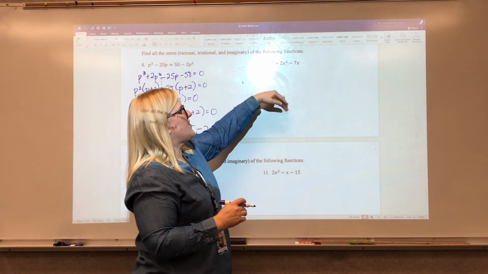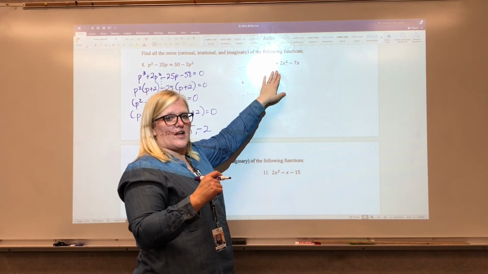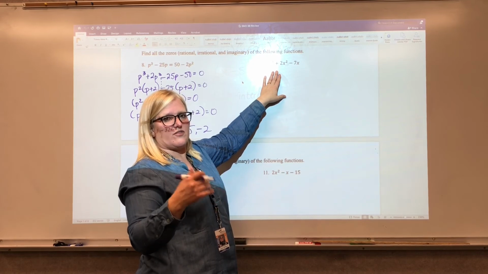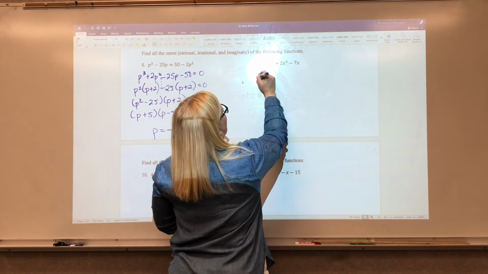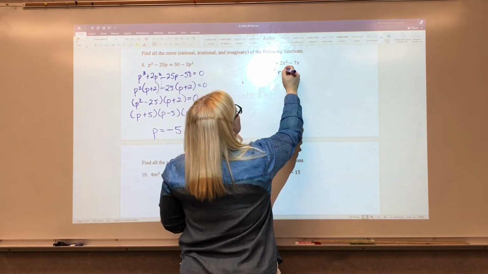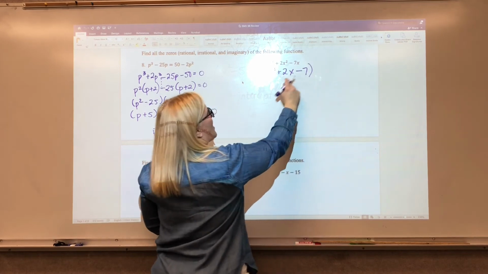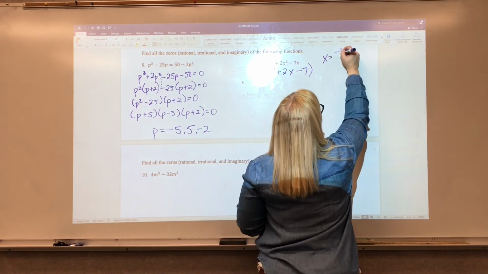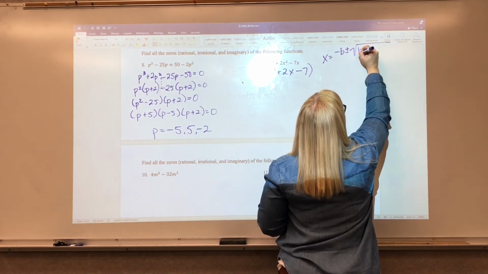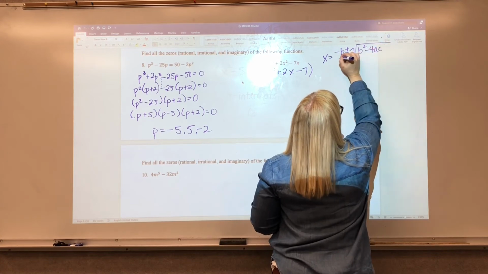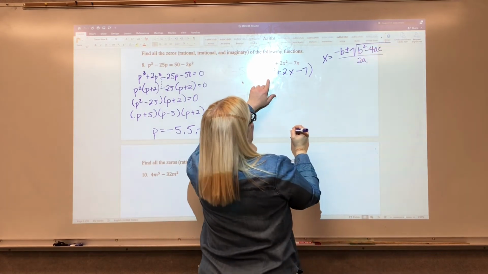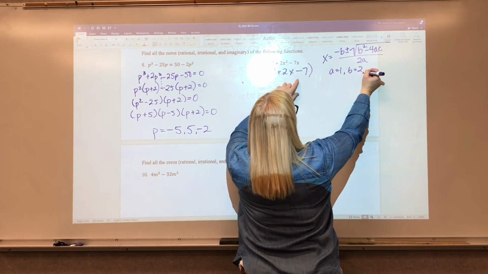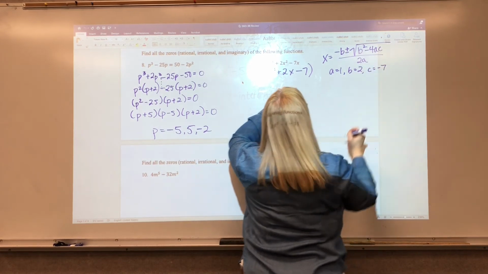All right, so for this one, I think I mentioned in class that we can factor out an x, but the rest has to be done by the quadratic formula. Okay, so if I factor out an x, I'm left with x squared plus 2x minus 7. And that is not factorable. So I'm going to use the quadratic formula. x equals negative b plus or minus the square root of b squared minus 4ac over 2a. And in this case, a equals 1, b equals 2, and c is negative 7. So I'm going to start plugging those in.